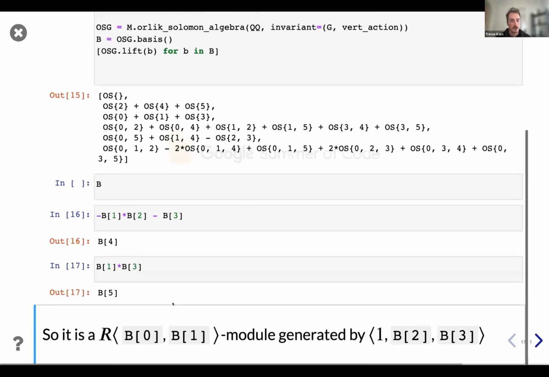And so this is a B0, B1 module generated by 1, B2, and B3. Once I have B2 and B3, I can get B4 and B5.